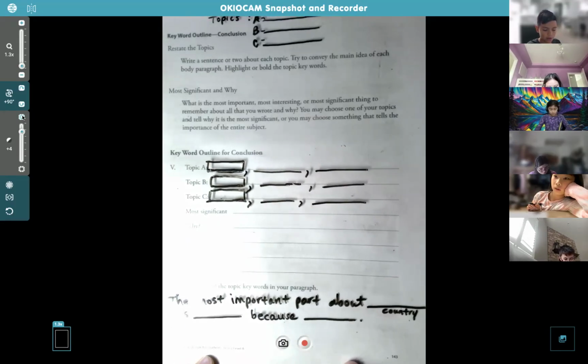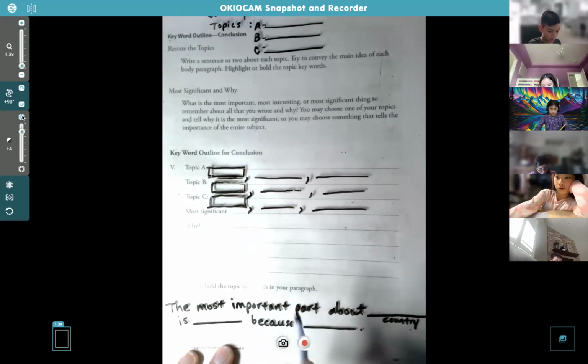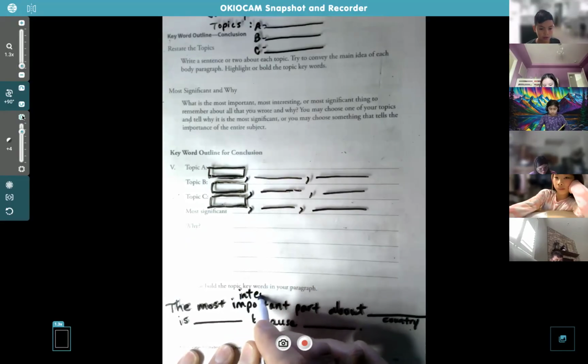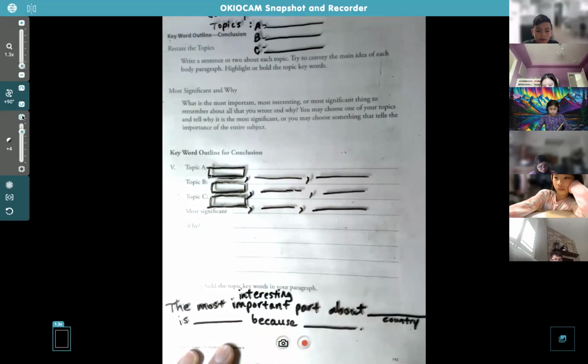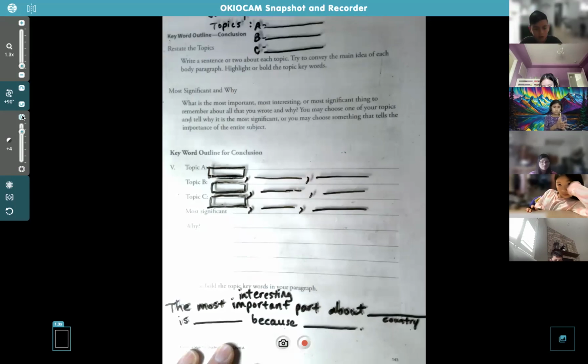And you might decide instead of the most important, you might use the word interesting. I'm going to put that right above important just in case you want to say the most interesting part about Japan. How about this? The most interesting part about Thailand is the language because they use tonals or tones to convey meaning. That would be a great sentence. The most interesting part about Thailand is their language because they use tone to convey their meaning.